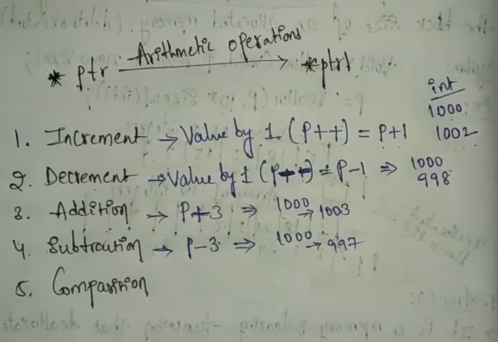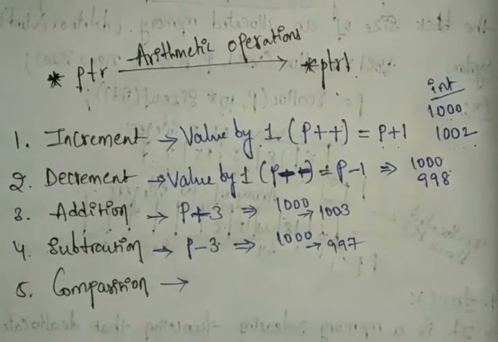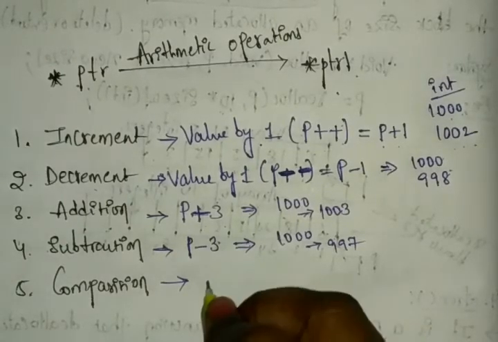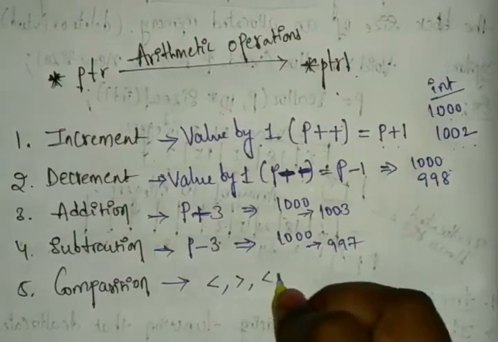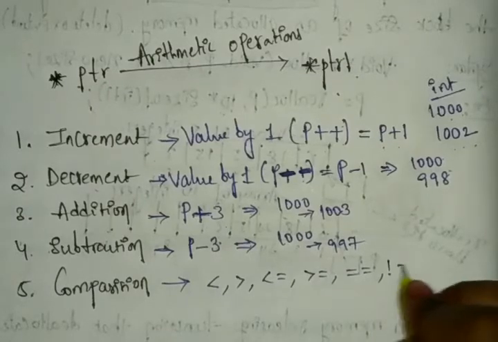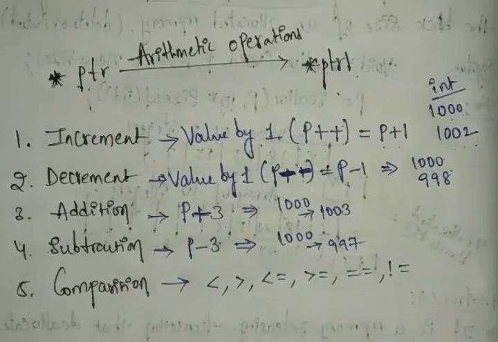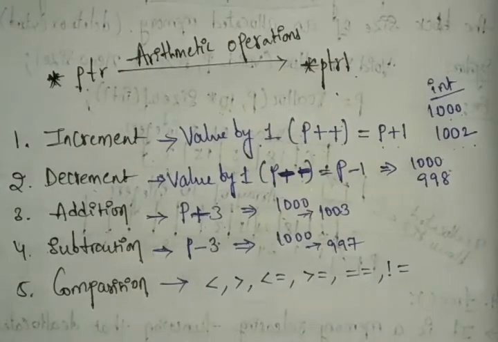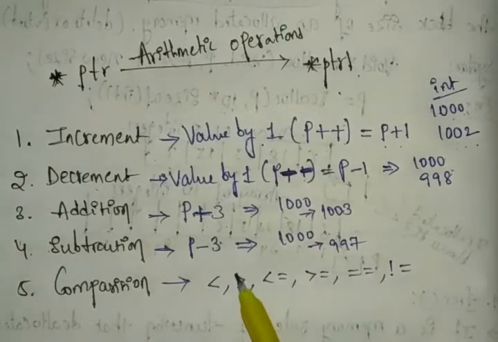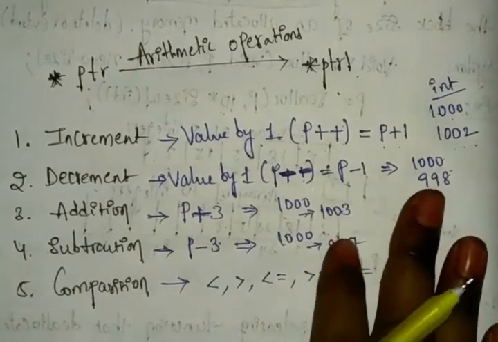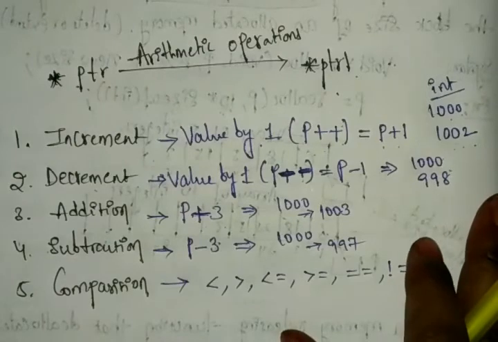Next, we have the comparison. The comparison can be done with operators like less than, greater than, less than or equal to, greater than or equal to, and not equal to. Everything here we can perform with the comparison operators by using the pointer. If you have 2 values, you can perform p less than or equal to the value. Like that we can define the comparison operator.